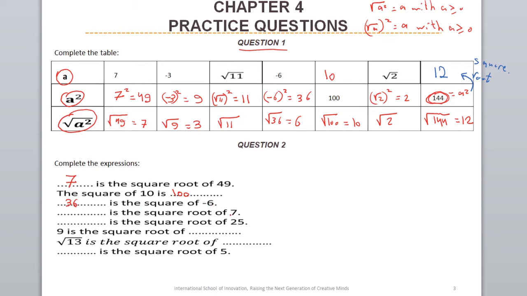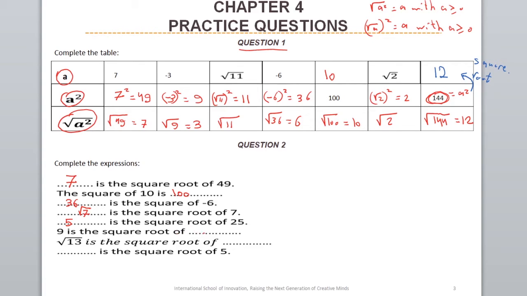What's the square root of 7? 7 is not a perfect square, so you just write radical 7. What's the square root of 25? 5. Radical 25 is equal to 5. 9 is the square root of what?